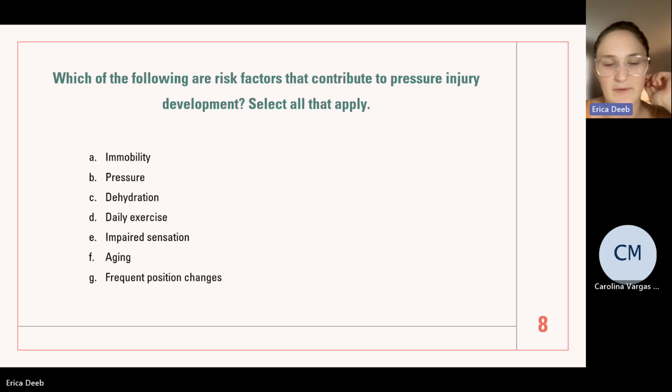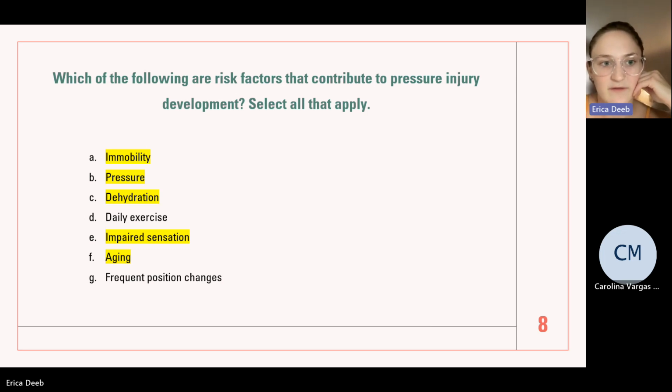So for A, immobility. I like to go through each one and ask, is immobility a risk factor that contributes to pressure injury development? Yes. Then I'll move down to B, pressure. Is pressure a risk factor for a pressure injury? Yes, so I'll click that one. Going through them all, A, B, C, E, and F are all going to be risk factors: immobility, pressure, dehydration, impaired sensation, and aging.